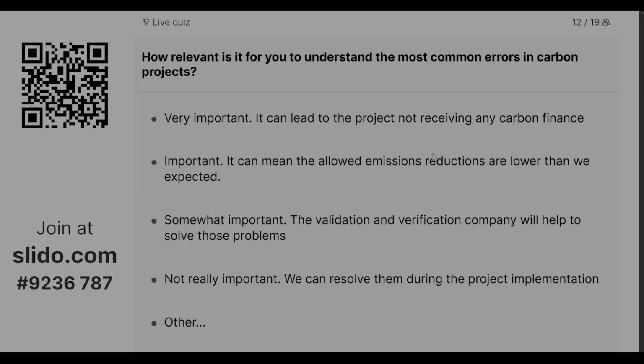For this particular question, what is the grave error for a carbon project? It's very important because it can really lead to the project not receiving any carbon finance. If during the implementation we find errors and the VVB finds them, then the opinion is released as a negative opinion, and then the project cannot receive any carbon finance. It's very important. So does anyone agree with him?